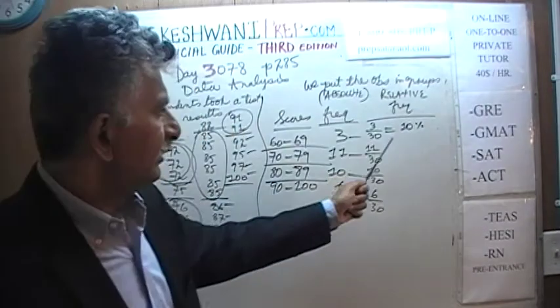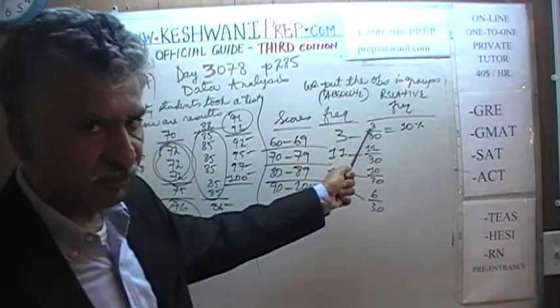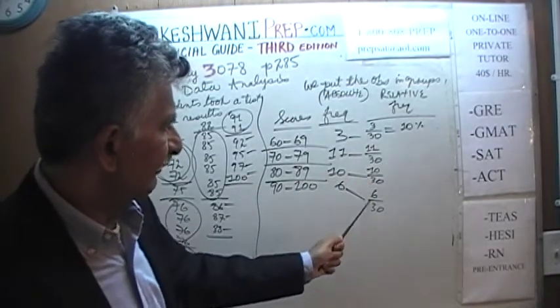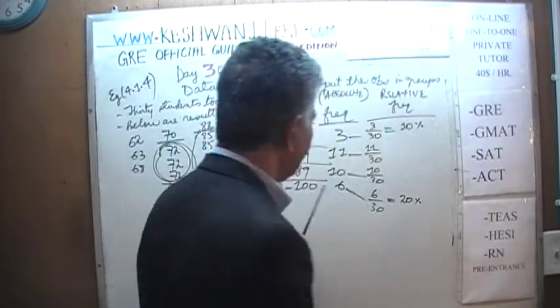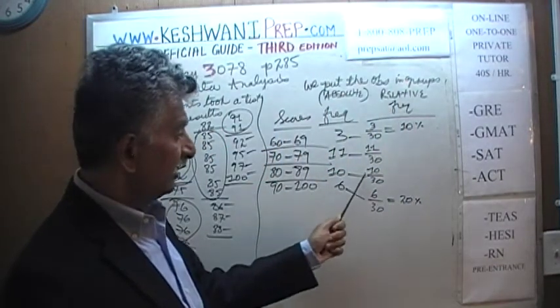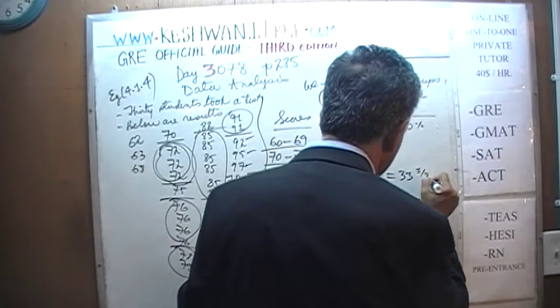And if 3 out of 30 is 10%, then obviously 6 out of 30, which is twice as much, would be 20%. That's also very easy. 10 out of 30 is also very easy. 10 out of 30 is just 1/3, and 1/3 is just 33 and 1/3%.